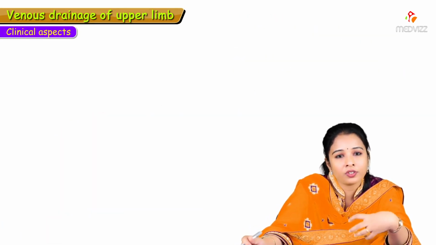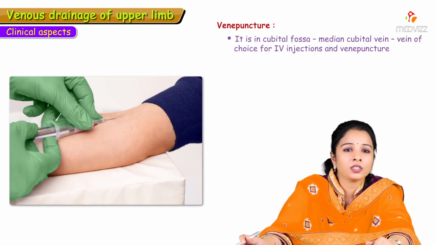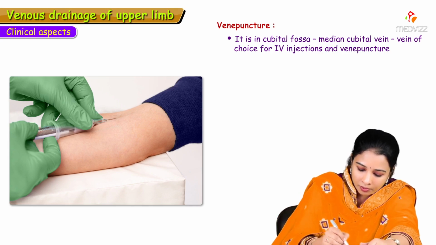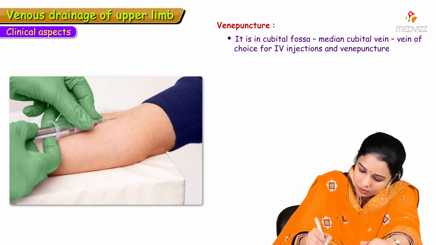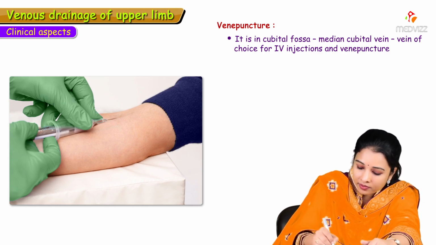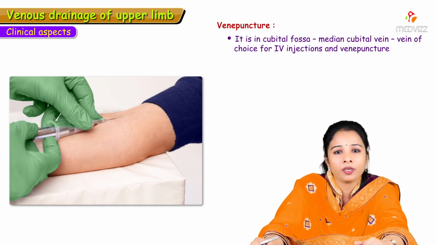So let's talk about some of the clinical aspects of these veins. The first is venipuncture. Venipuncture is done in the cubital fossa, that is the median cubital vein. This is the median cubital vein, which is the vein of choice for intravenous injections and venipuncture.